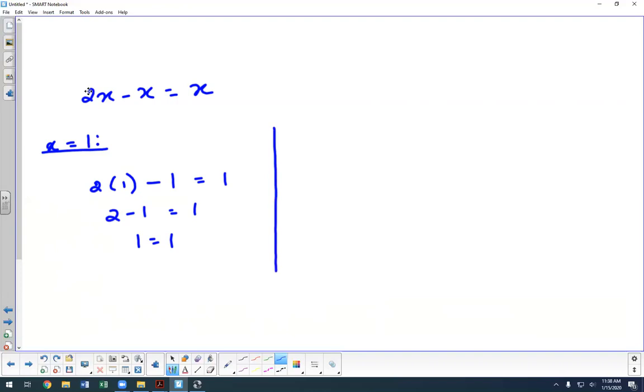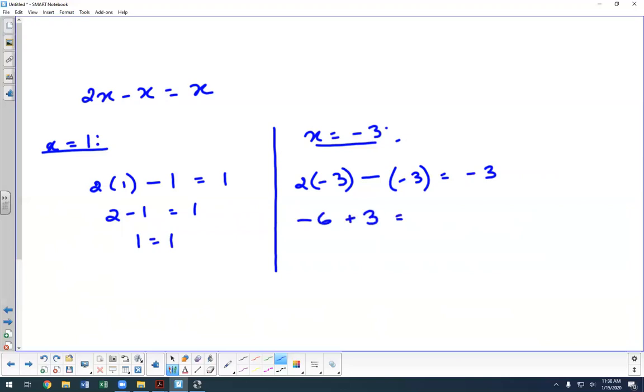All right. How about if we use x equals negative 3? Okay, so again, plug that into your equation. 2 times negative 3 minus, again, for x, it's negative 3. So when I multiply, 2 times negative 3 will give me negative 6. Negative times negative will become positive, so that becomes a positive 3. What's negative 6 plus 3? Negative 3. Right? Same value on both sides.